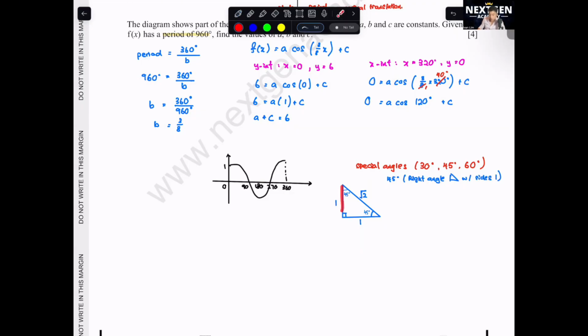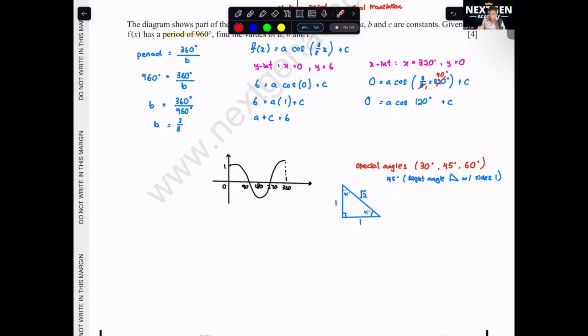That means your length here is 1, here is 1. Then according to Pythagoras theorem, this will be root 2, because a squared plus b squared, then you square root it. So square root of 1 squared plus 1 squared, root 2. By the way, this one is all in your syllabus. Just that a lot of teachers will just skip through this part.